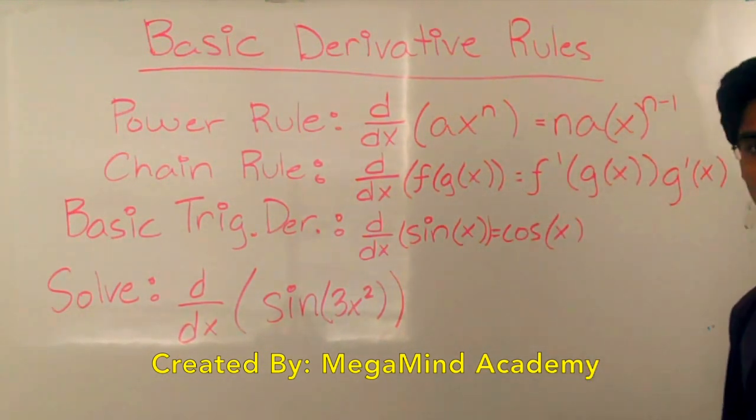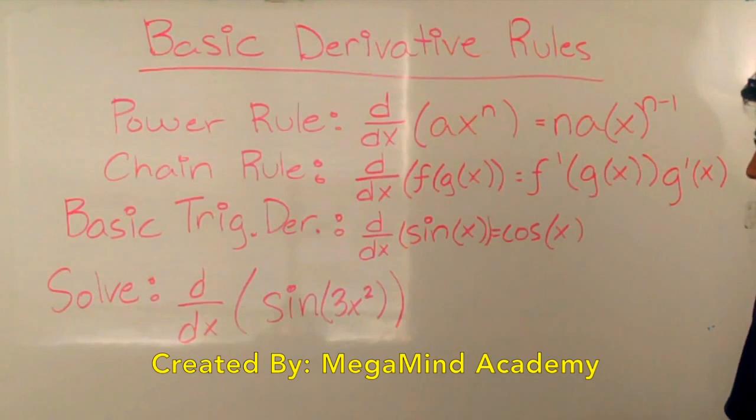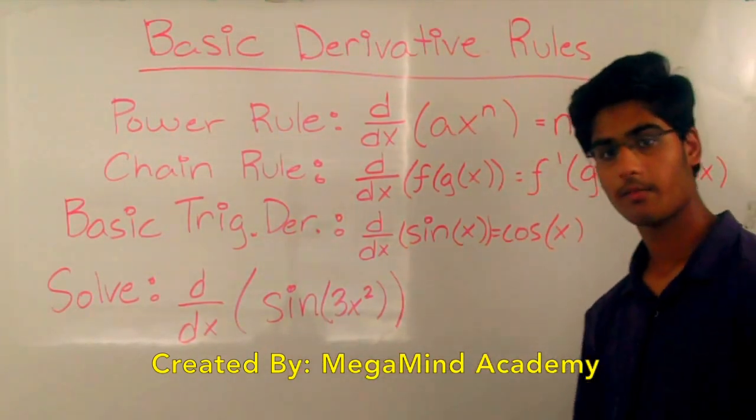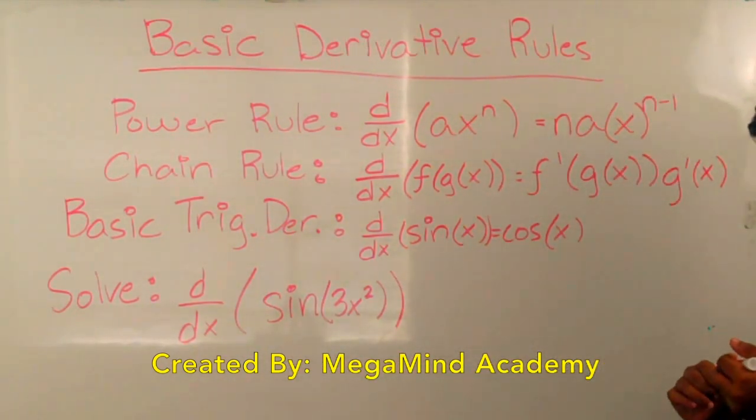And I'm running out of space, so I'm just going to say the other ones, because we use sine of x in ours. The derivative of cosine of x is equal to negative sine of x, and the derivative of tangent of x is equal to secant squared of x.